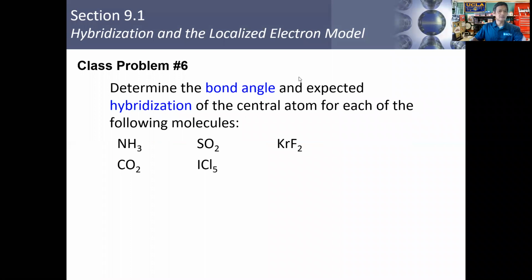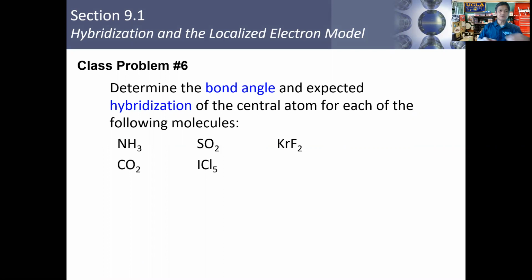All right, so number 6 here, I give you 5 molecules, and I want to do 4 of these 5 together. We'll try to do as many as we can, and I'll leave it up to you to do the remainder. So what I'd like you to do is take nitrogen, so, oops, sorry.